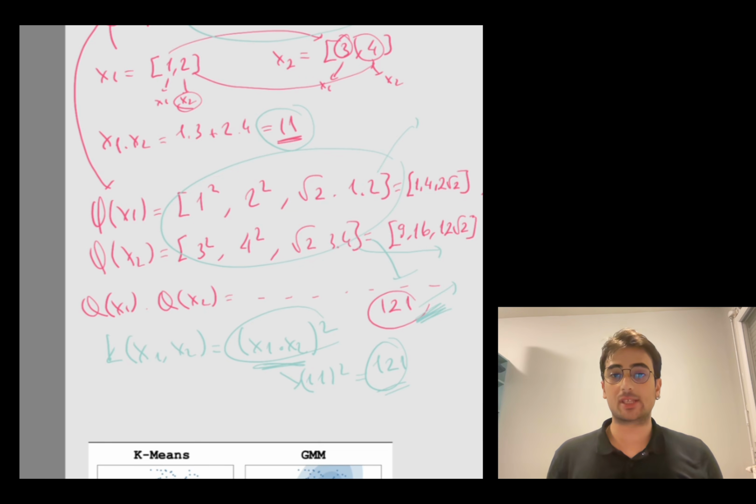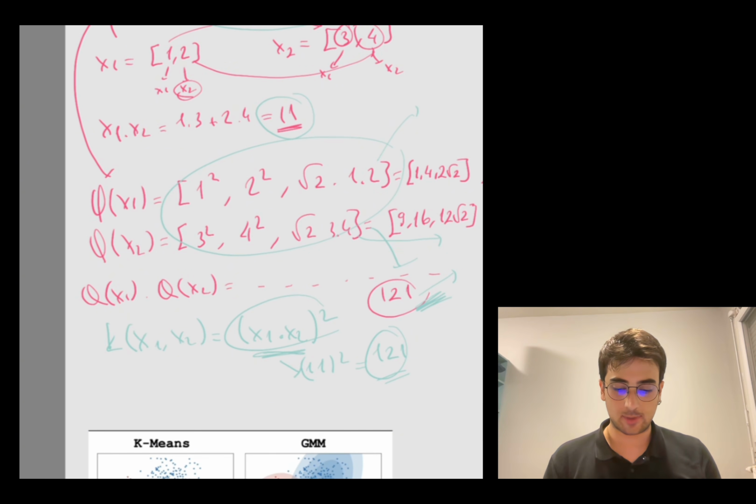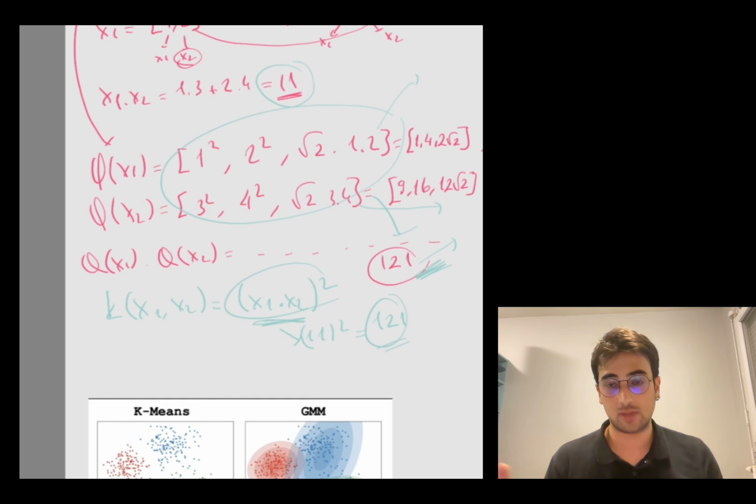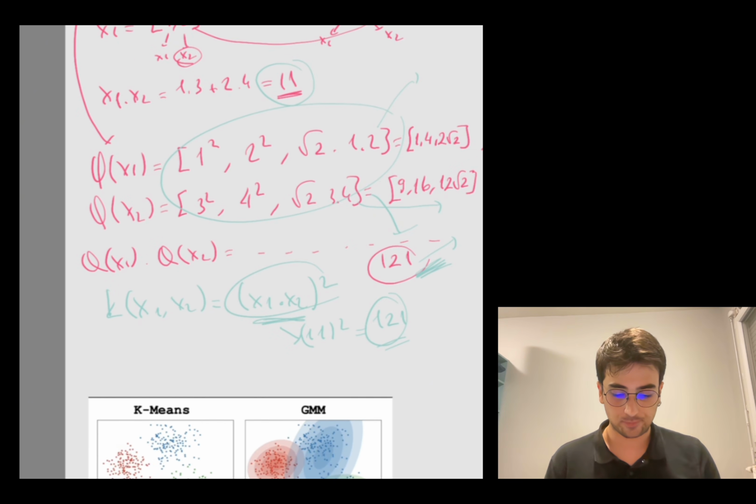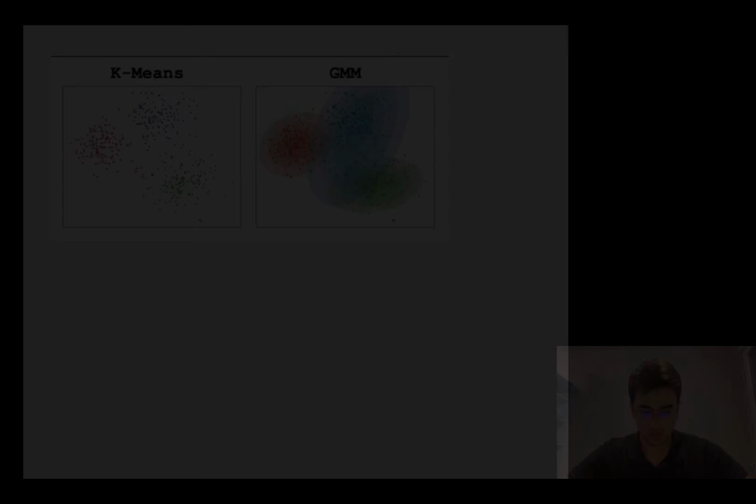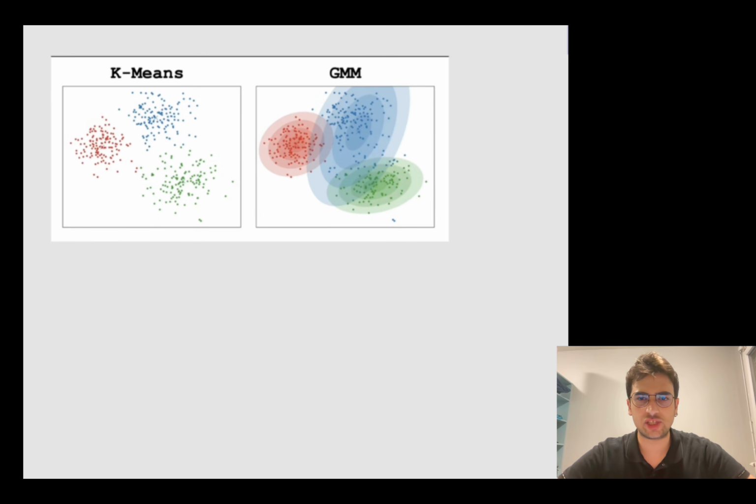I hope it was clear, and in the next part we will talk about GMMs, which means Gaussian mixture models. So let's continue with GMMs, or Gaussian mixture models.